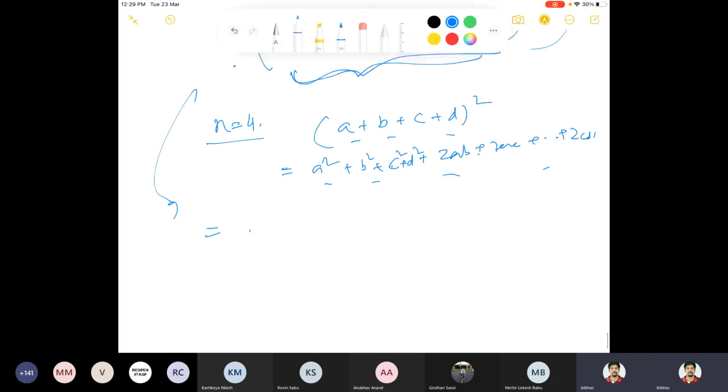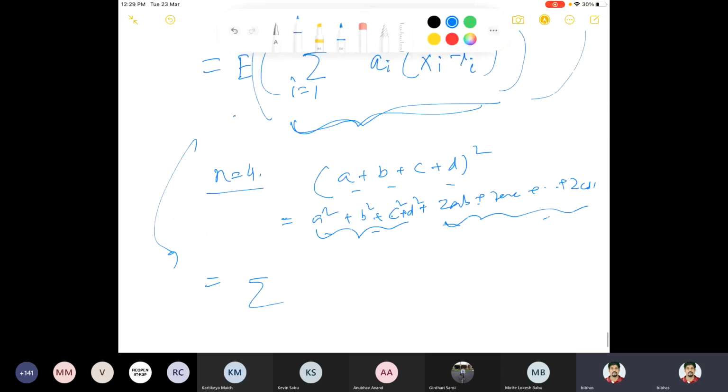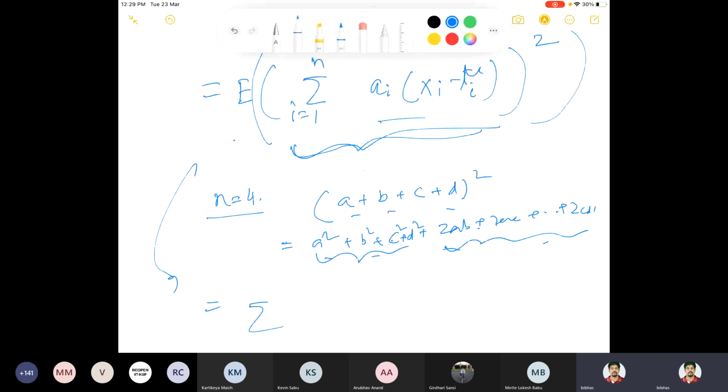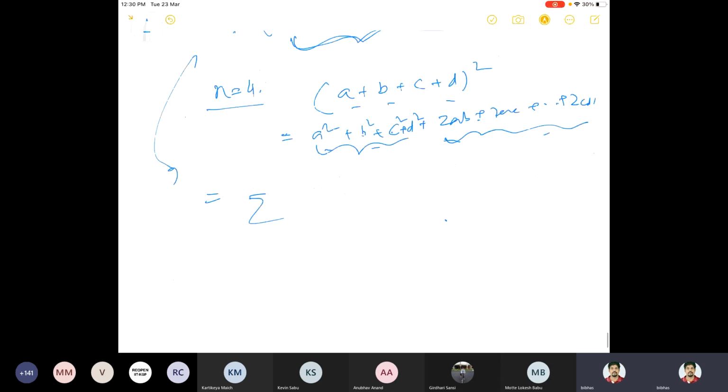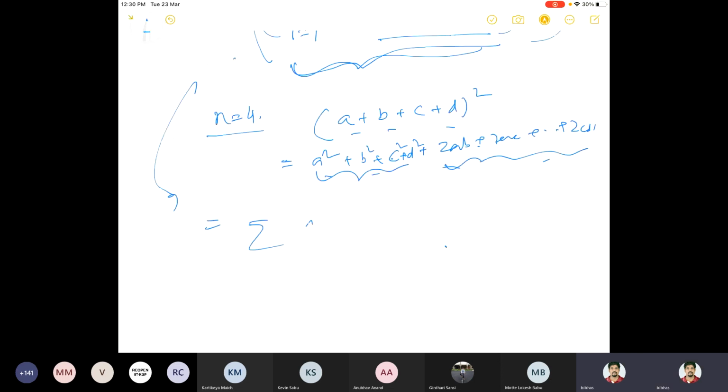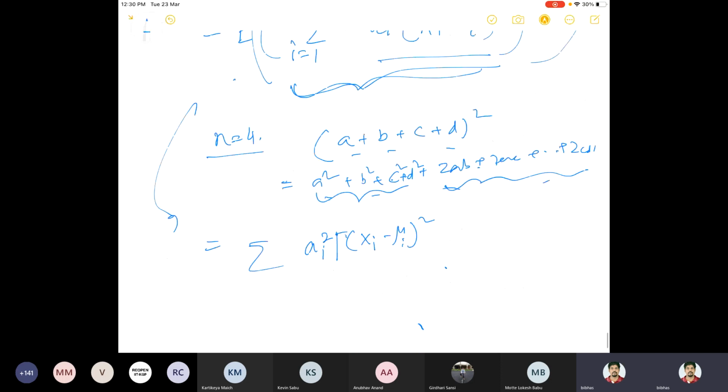So basically, this will be equal to the sum over all these individual squares, and then a common 2 times all the product terms. Each term like a, b, c, d here is like ai times xi minus mu i. If we take first the individual terms, it will be nothing but ai square times xi minus mu i whole square, and then we take the expectation of this, and then plus there will be a term 2 times the sum of the product terms.